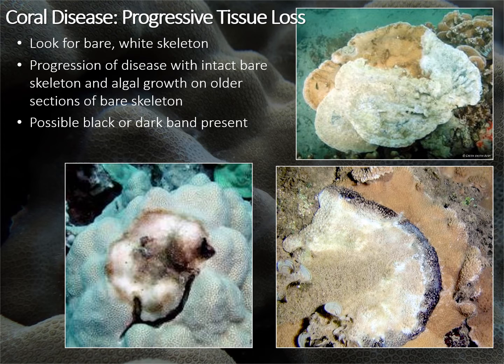Where the disease is actively advancing along a colony, the coral tissue might be pink or white, and coral mucus might also be visible around the leading edge. Sometimes an obvious dark band is also present in cases of disease.